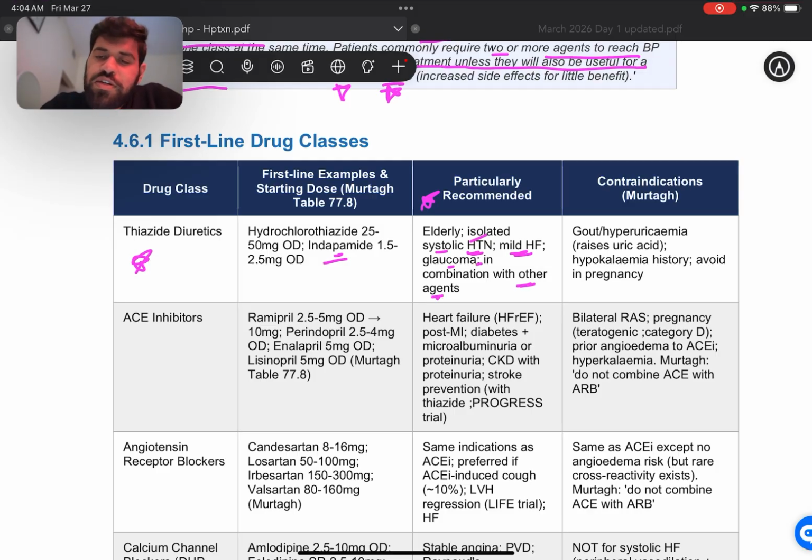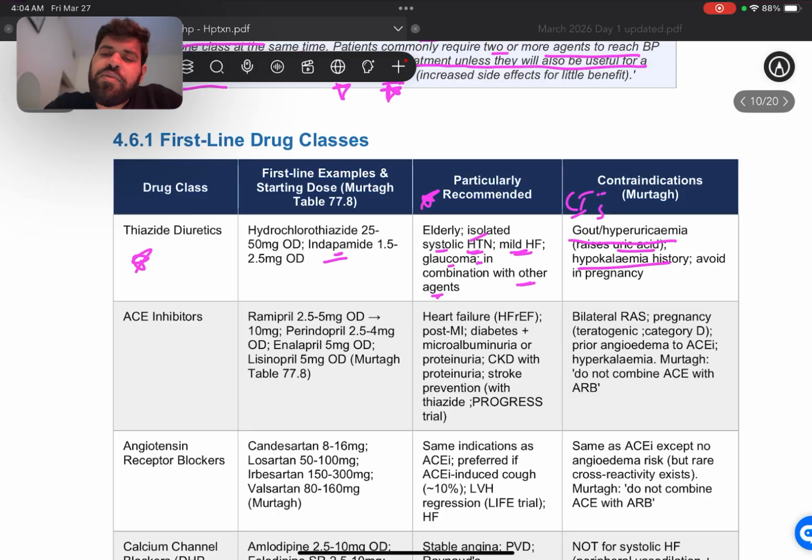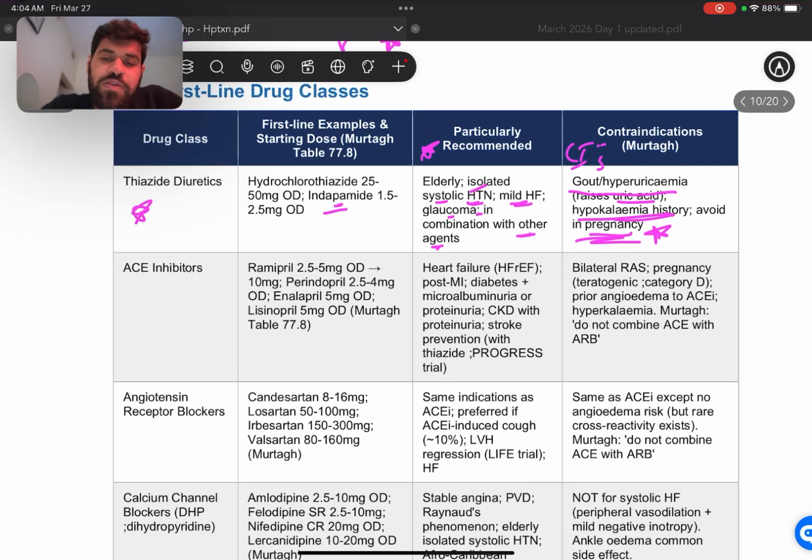All right, contraindications, so CIs are gout and hyperuricemia, as it raises uric acid, history of hypokalemia, and avoid in pregnancy. It's important that we do not give these to our obstetric patients. So ACE inhibitors are particularly recommended for heart failure, especially HFrEF, post-MI, diabetes, microalbuminuria or proteinuria, CKD with proteinuria, and stroke prevention with thiazide. The PROGRESS trial was done because those two are given together.